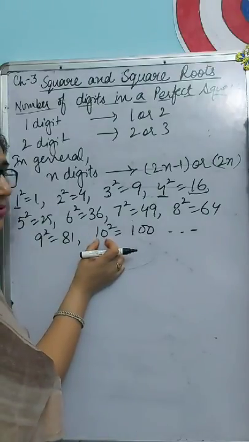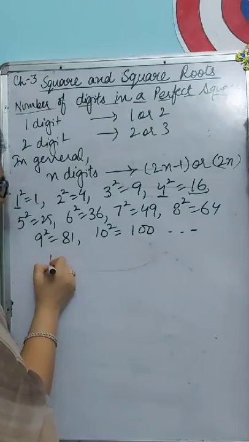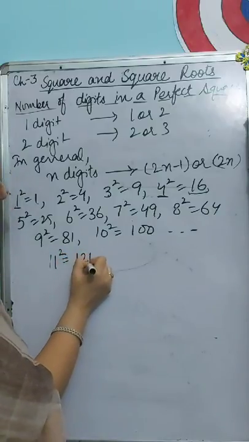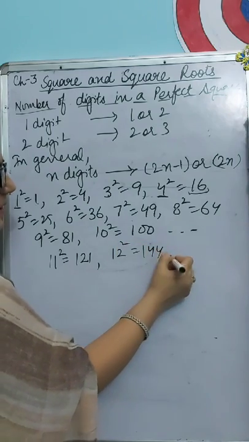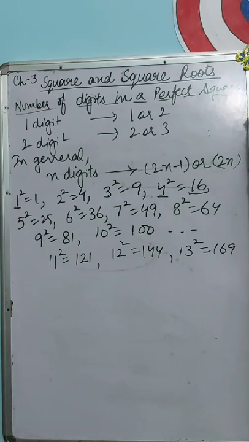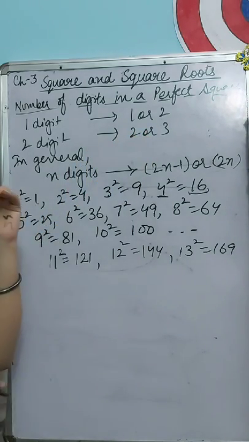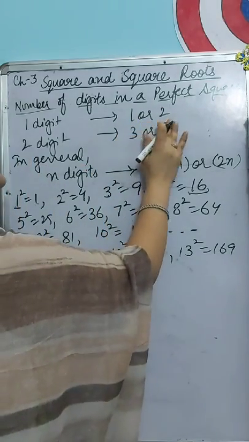10 square. 10 is a 2 digit number. It has a 3 digit square. 11, it has a 3 digit square. 12, it has a 3 digit square. 13, it has a 3 digit square, and so on. So all 2 digit numbers must have 2 or 3 digits in their square.